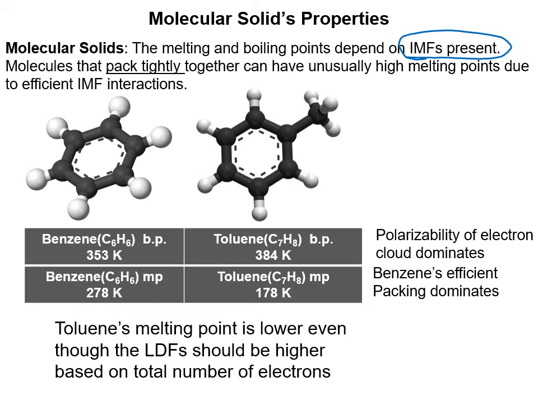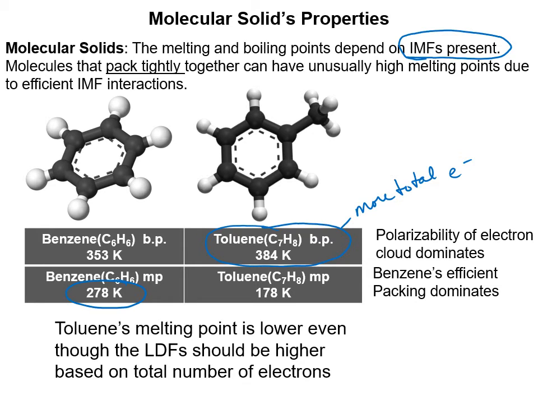So let's take a look at a little example here. We have benzene, C6H6, compared to toluene, C7H8. Now, as predicted, toluene has the higher boiling point because it has a more polarizable electron cloud. It has more total electrons. So if we look at the melting point, we go, hey, toluene should have a higher melting point too, but it doesn't. Benzene has the higher melting point.